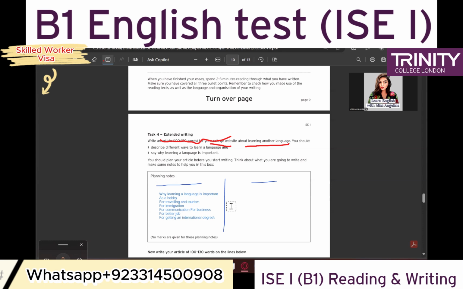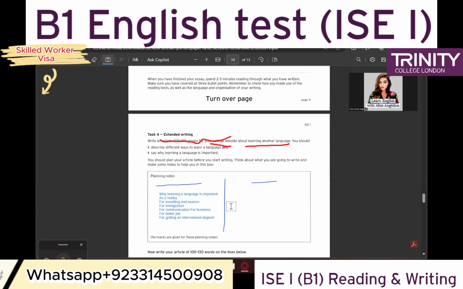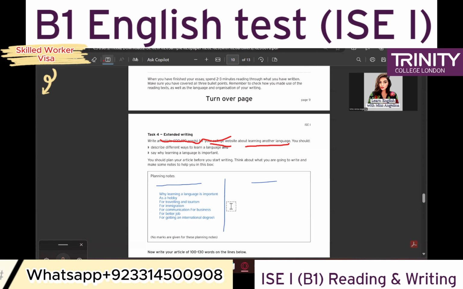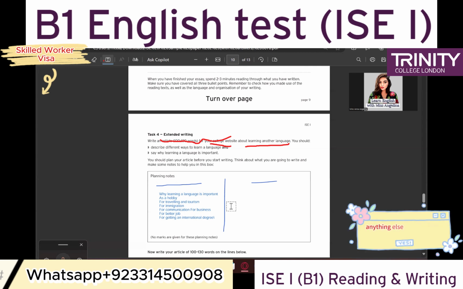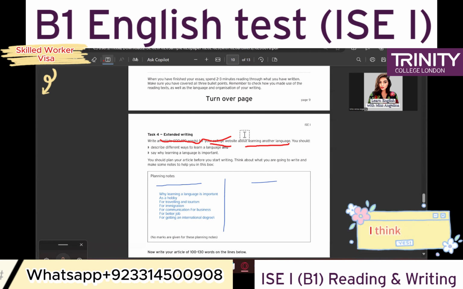It improves your confidence, and you can speak it freely. Why is learning a language important? You can say it increases your confidence. Anything else? You can speak freely. I think that's it.